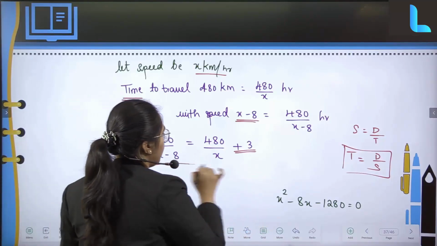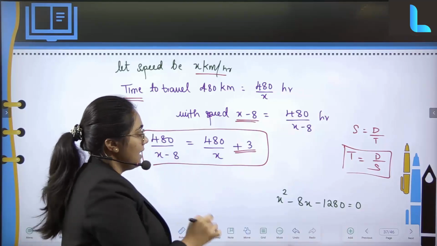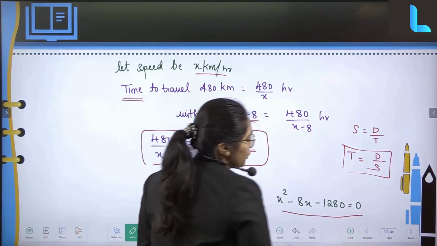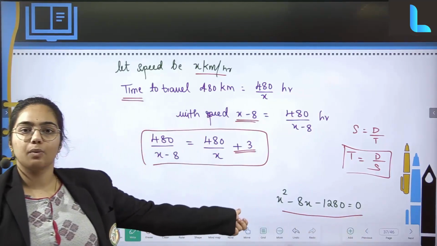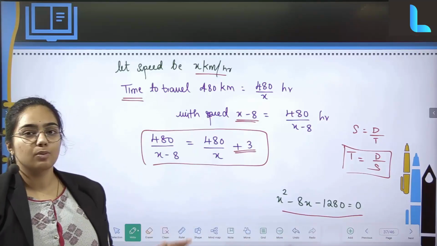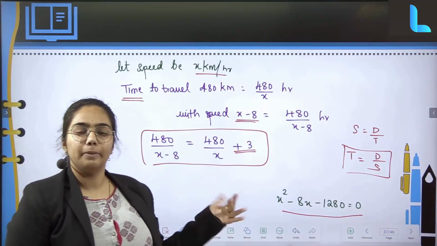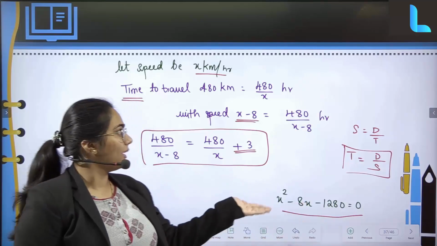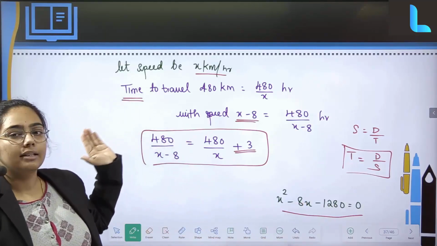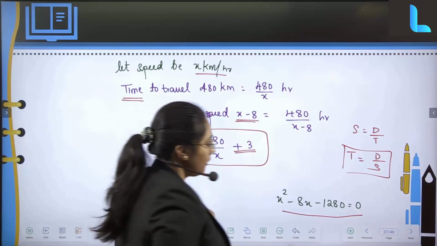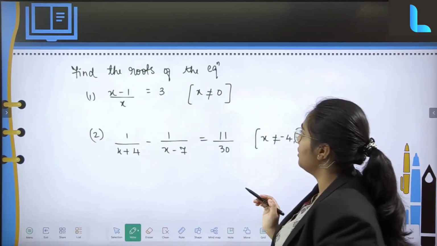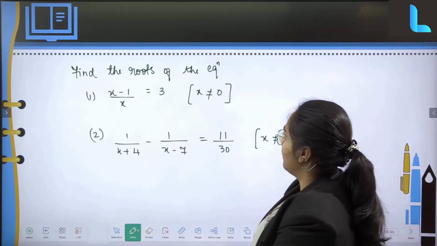So when I solve for both the sides, I will form an equation. With this equation, that is x square minus 8x minus 1280, solve for this and you will be getting the value of x. Whatever value of x you have got, that is going to be your speed. Right. Next question. Find the roots of the equation.